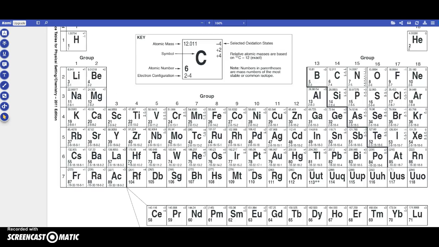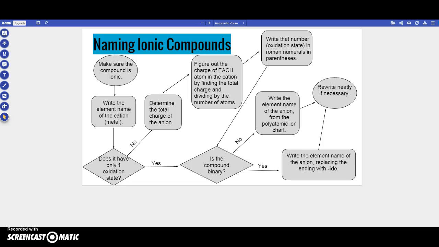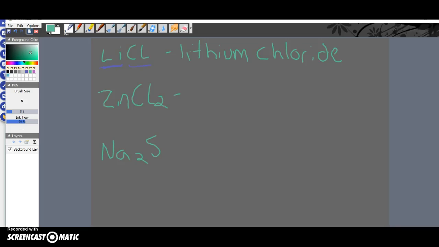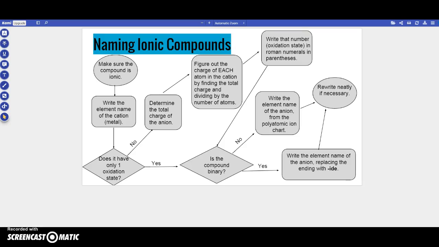Go to the next one. So first thing we're doing is making sure it's ionic, which it is. Then we're going to write the element name of the cation or the metal. So pause the video right now and write the element name for your cation. Hopefully you wrote zinc.